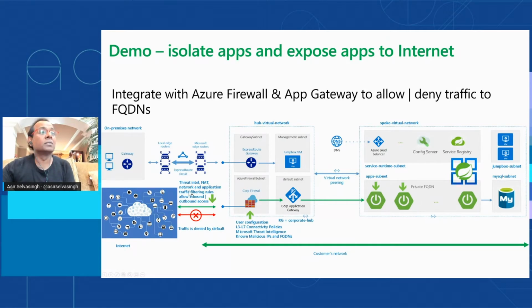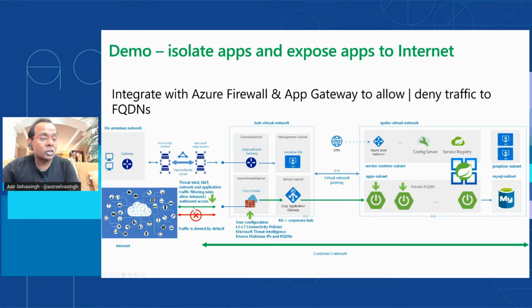And I also have some consumers coming from the internet. And these consumers, when they are coming in, they're coming in through an Azure firewall right here. Now, when they are coming in, the Azure firewall will apply the threat intelligence, all kinds of traffic filtering rules that your IT department will be setting up.